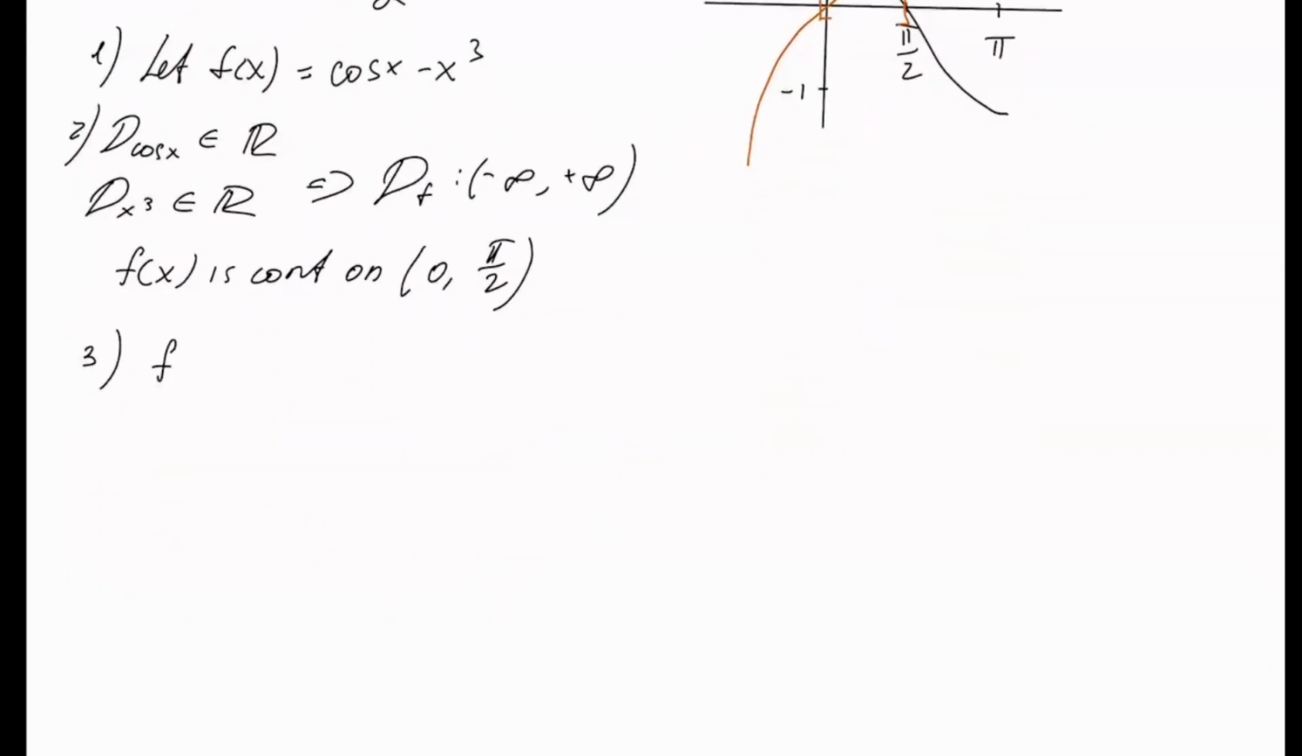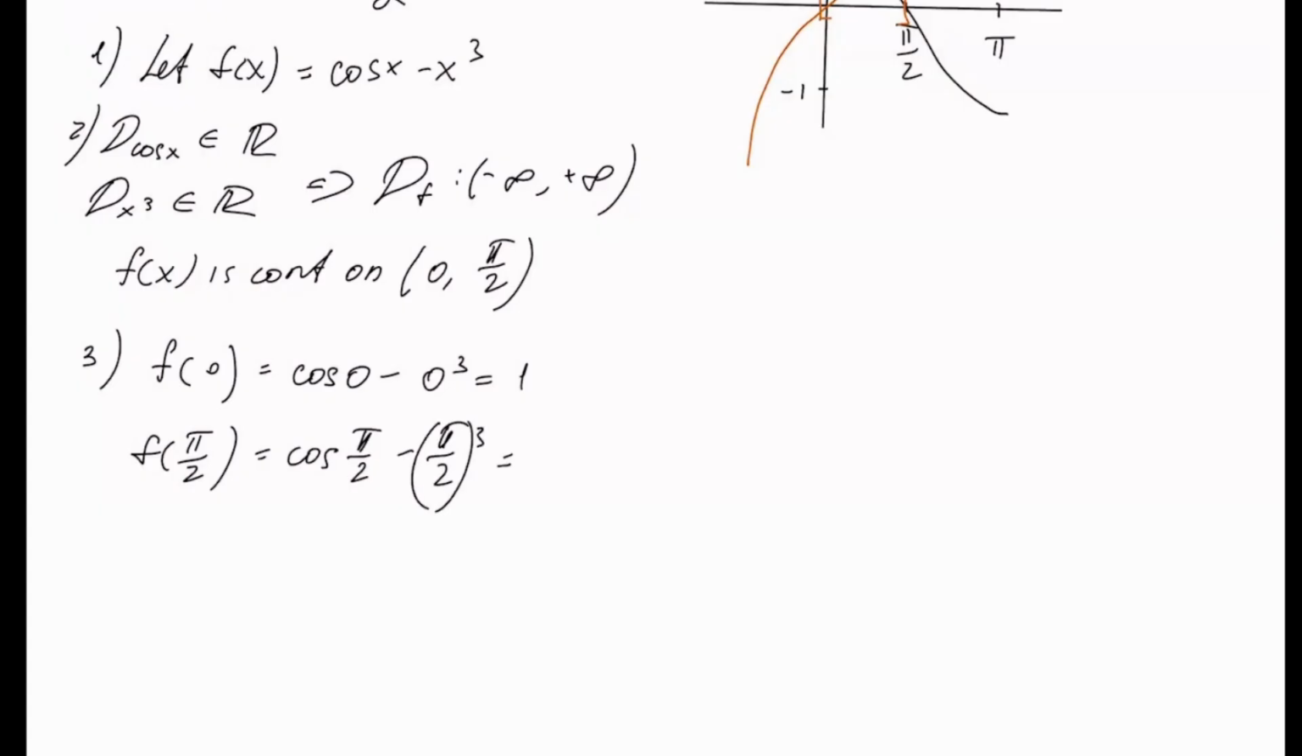Third, we evaluate the function at the endpoints. F of 0 equals cosine 0 minus 0 cubed, which is going to be 1. F of pi over 2 is going to be cosine pi over 2 minus pi over 2 cubed. That is going to be 0 minus pi cubed over 8, which is going to be negative pi cubed over 8. This is smaller than 0.